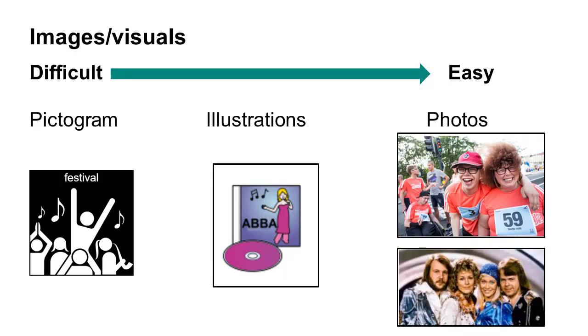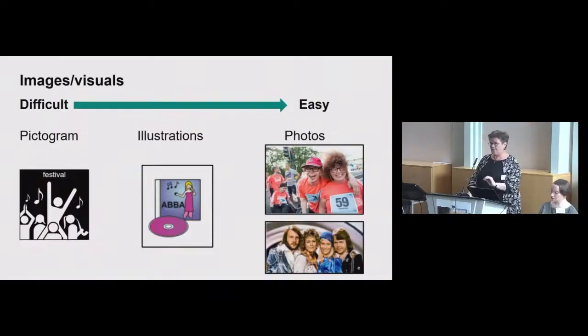A friend of mine has made a survey with people with intellectual disabilities and asked them how easy or difficult images are. And the result from that survey was that pictograms are actually the most difficult, because you have to learn pictograms the same way you have to learn letters or words. And the easiest were photos that actually showed what the text or the paragraph was about.